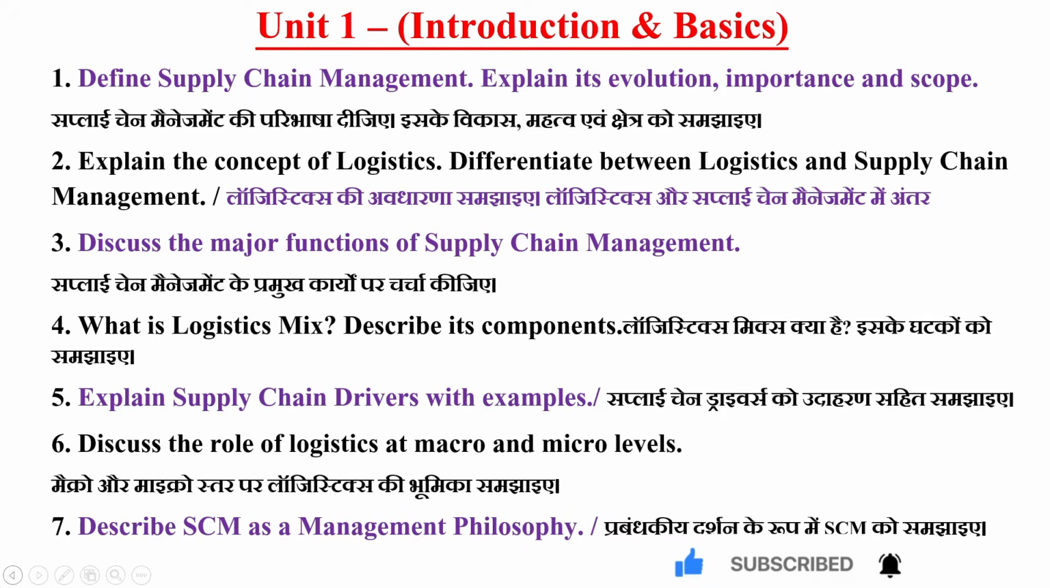Question 5. Explain supply chain drivers with examples. Supply chain drivers include facilities, inventory, transportation, information, sourcing, and pricing. Give examples for each. Question 6. Discuss the role of logistics at macro and micro levels. Macro level means national or economy level impact. Micro level means firm level efficiency and cost reduction.